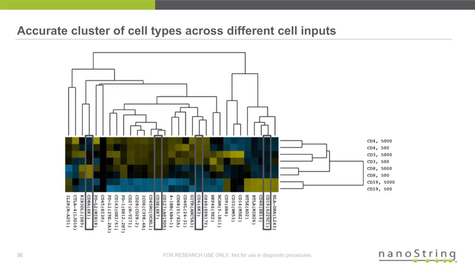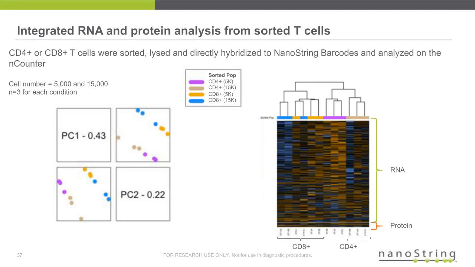Same sort of result here we have CD3, where CD3 is expressed in all the T cell populations and not in the B cell population. So it's a great way to get a lot of information about very small numbers of cells. So that was protein alone.